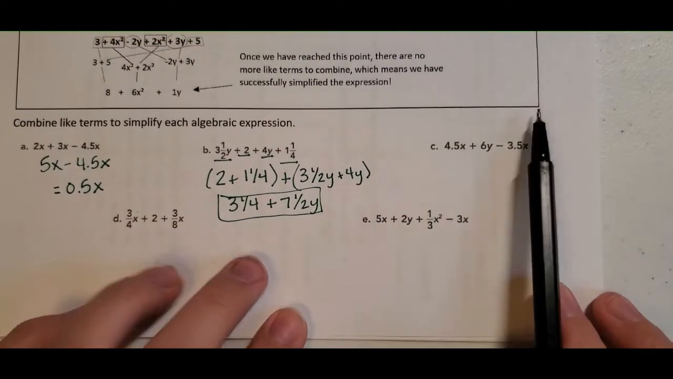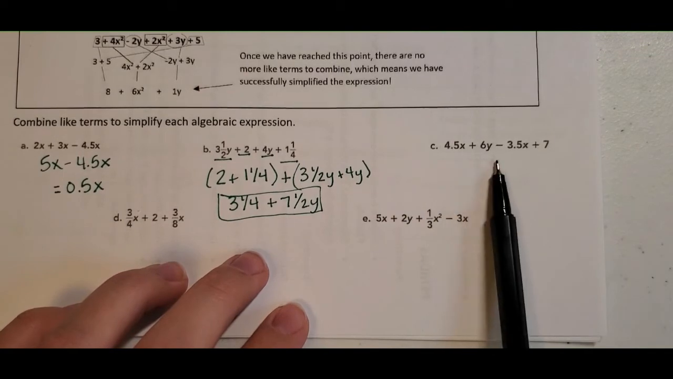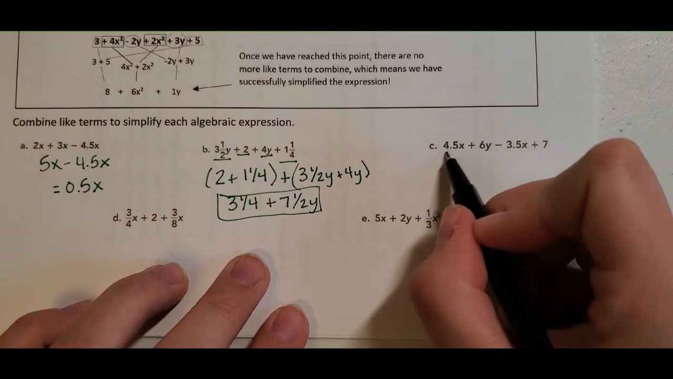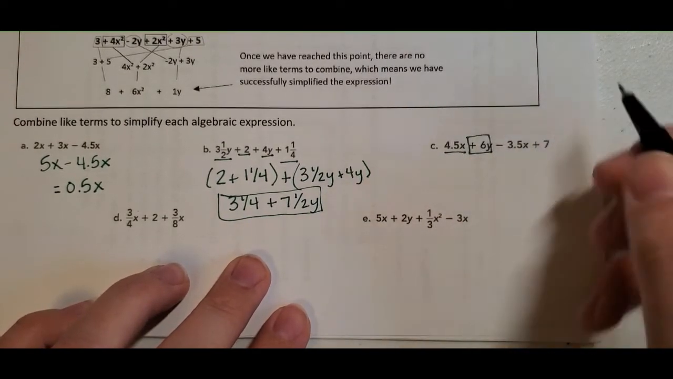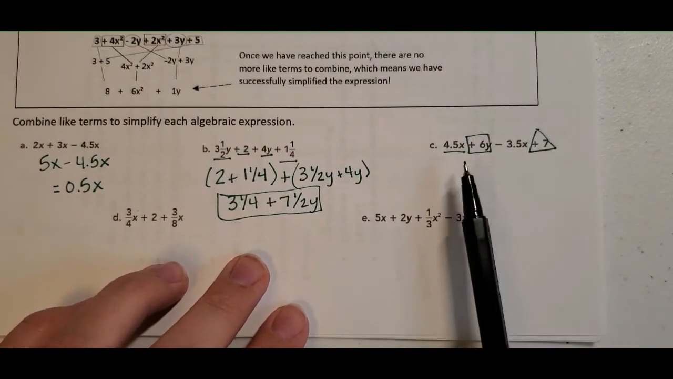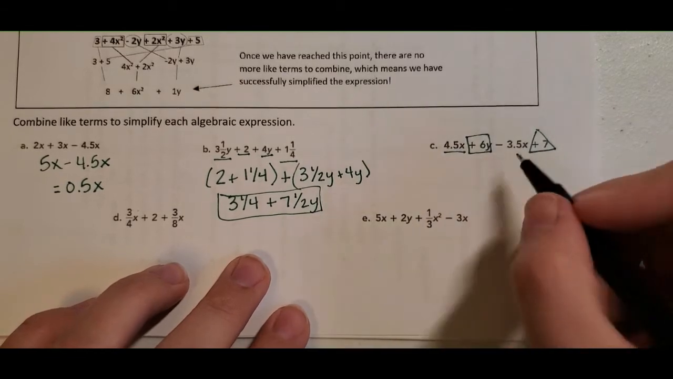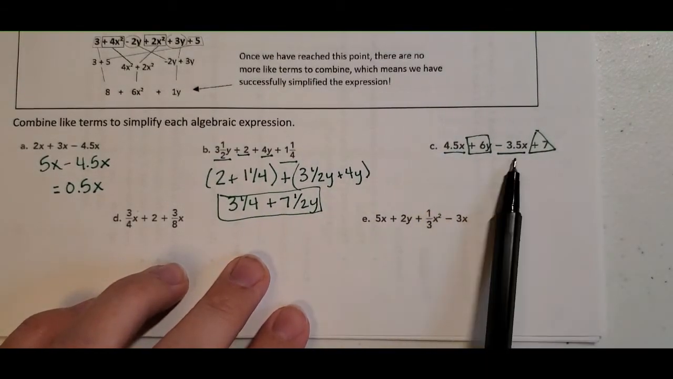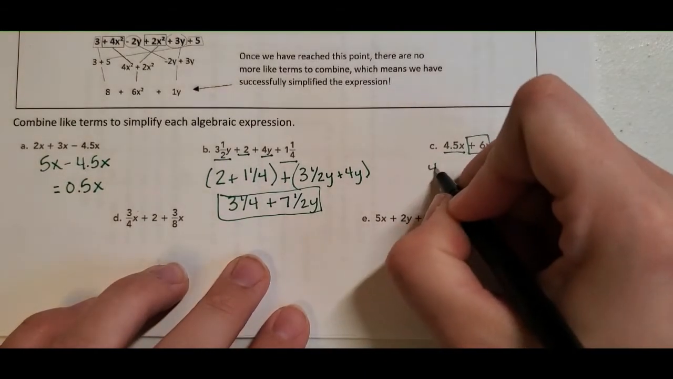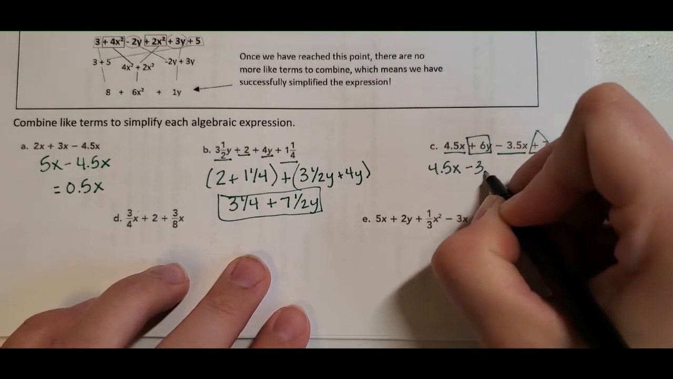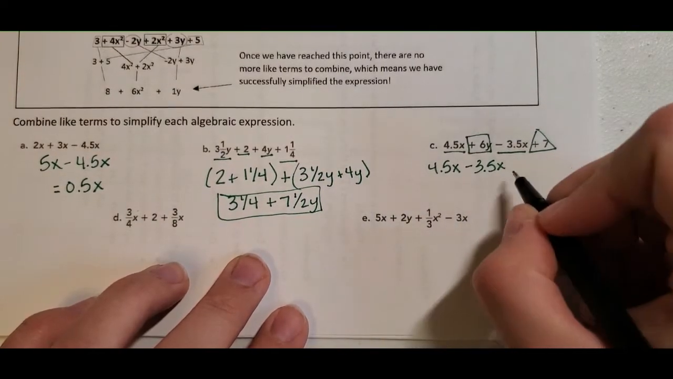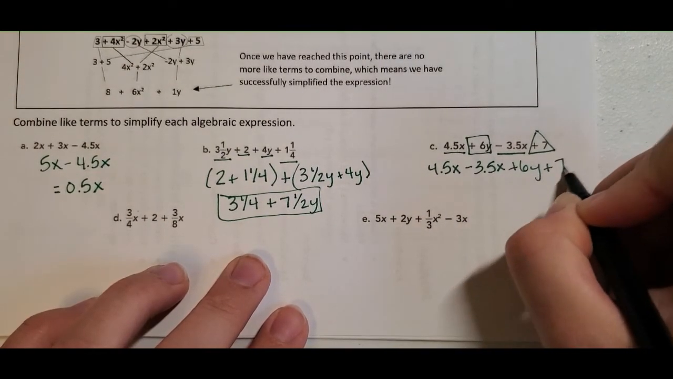Looking at C, I have 4.5x plus 6y minus 3.5x plus 7. So I have x's, I have y's, and I have just basic numbers. And notice how I put some shapes, and that's just to kind of keep them separated. So this is an x, so we're going to put x's together. So 4.5x minus 3.5x, because remember that sign goes with that number. So that's going first, plus the 6y plus 7.